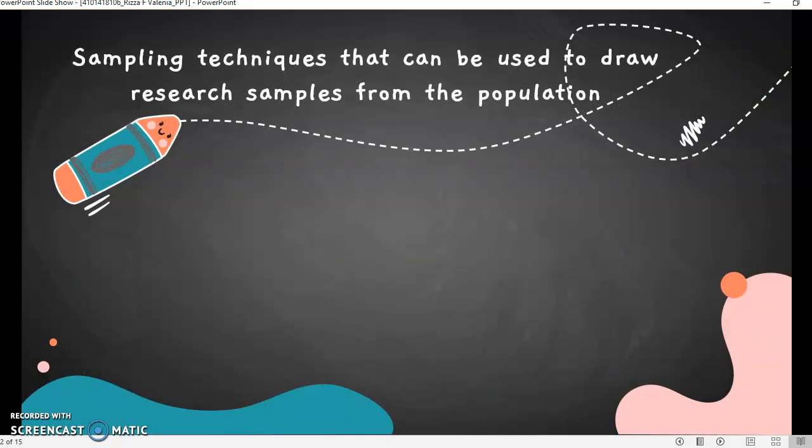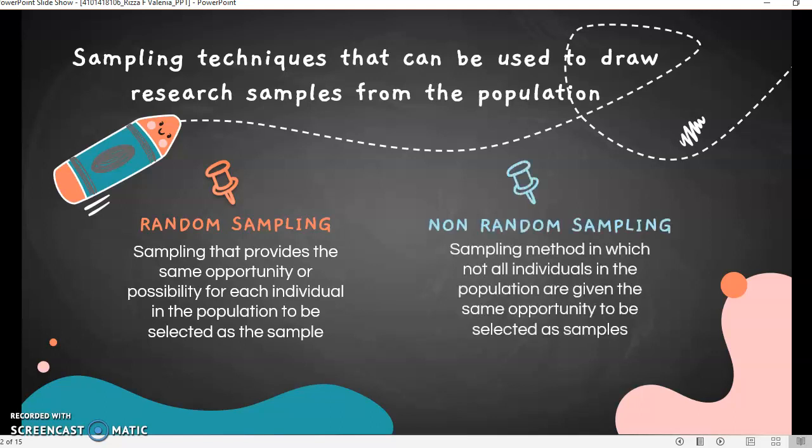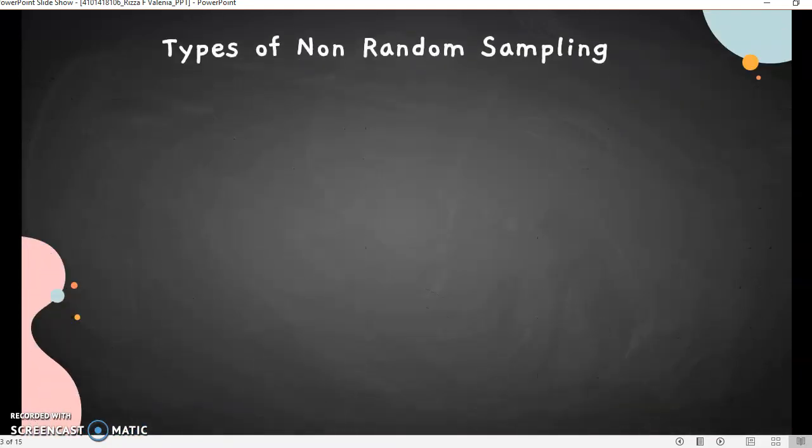Sampling techniques that can be used to draw research sample from the population. There is random sampling to provide the same opportunity or possibility for each individual in the population to be selected as sample. And then non-random sampling, a method in which not all individuals in the population are given the same opportunity to be selected as samples. Okay, in types of non-random sampling, there are several types.